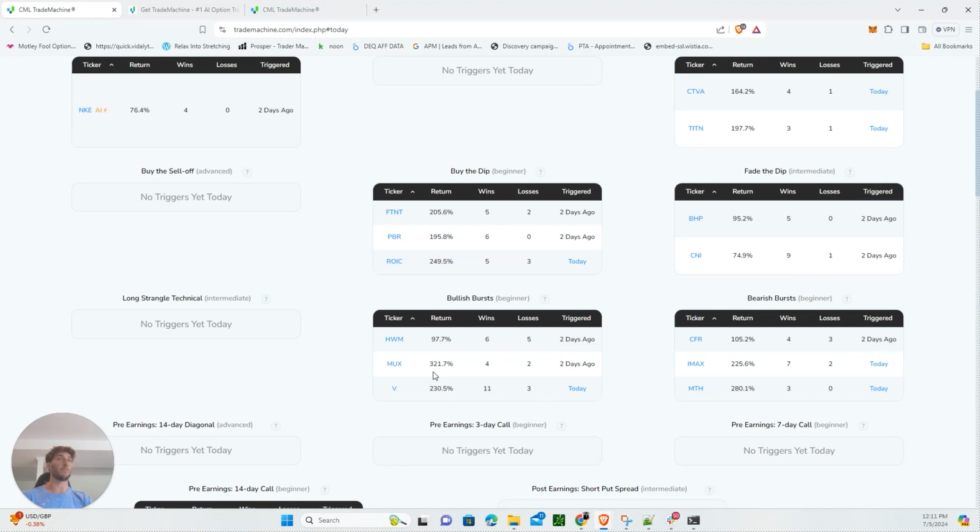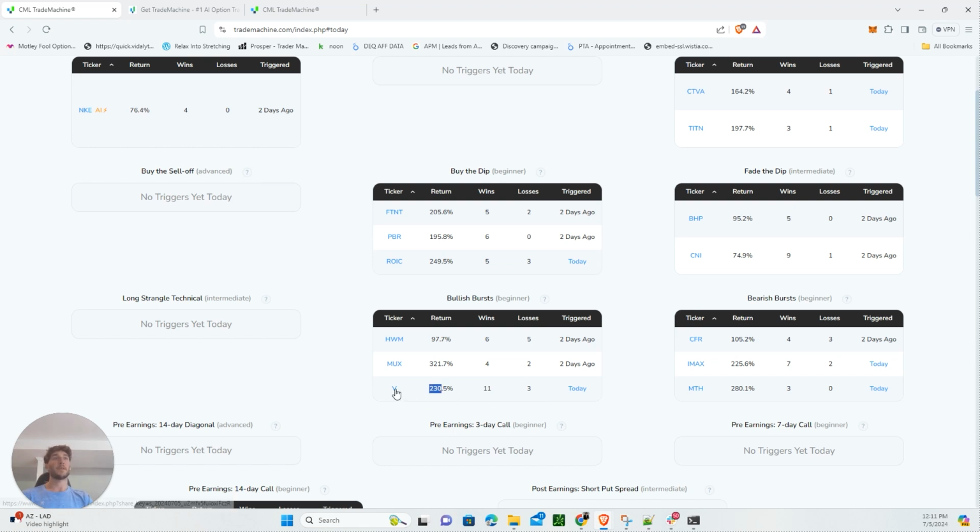This bucket here is called bullish bursts. You can see we got 3 here, but only one's listed for today, and this is for Visa. Trade Machine's telling us that Visa right now qualifies for this technical indicator, the bullish bursts. Again, you don't need to know it, but that's all right. And if you had followed the trades it recommended here, you would have had 11 wins, 3 losses for a cumulative return of 230%.